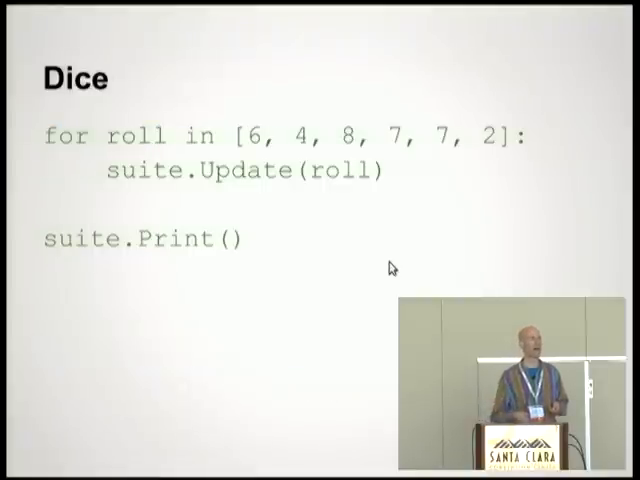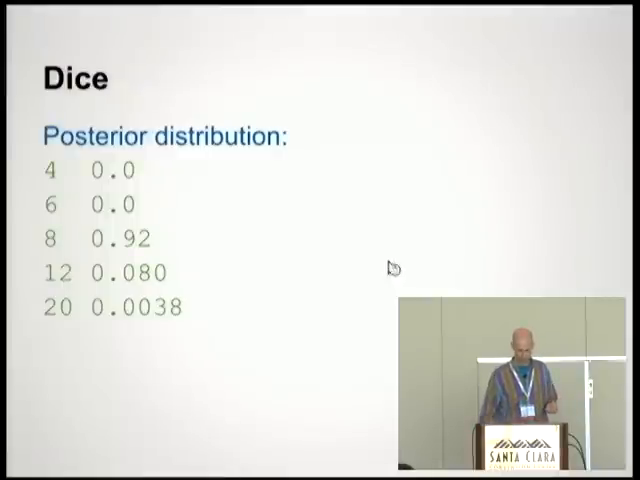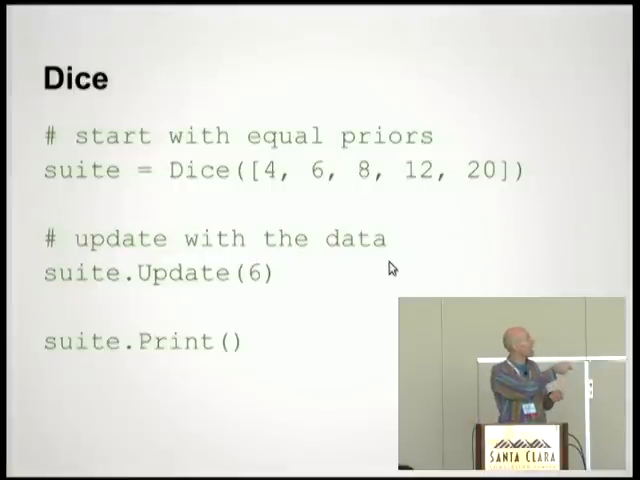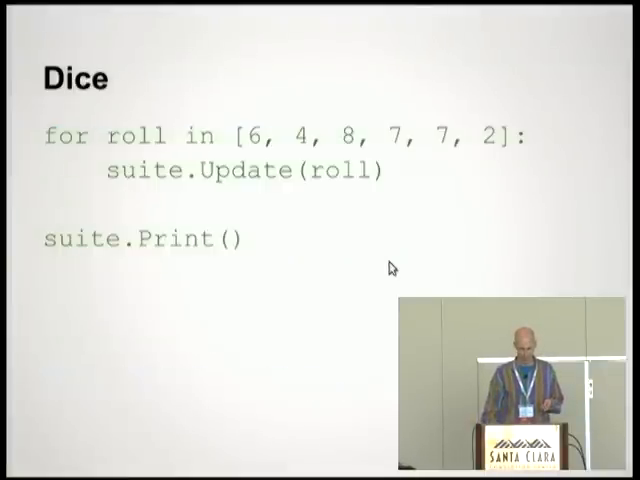If I keep rolling the die, so let's say it's the same six that I rolled before, but now I roll it again and I get a four and then an eight, seven, seven, and two. I can do successive updates just like that. So you can do this actually while I'm talking. Go ahead and replace the line that used to say update six. In other words, just do one update with one roll. Replace that with this code to do six rolls.